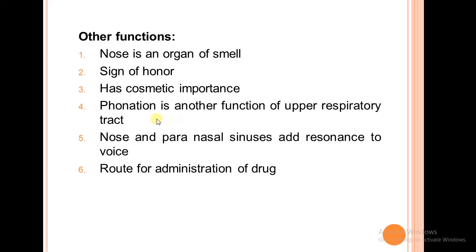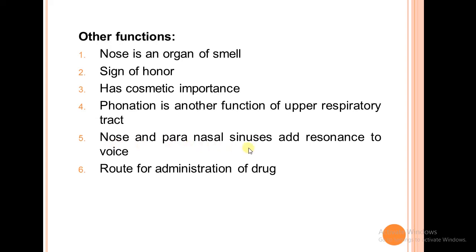As I have told you in the previous slides, the vocal cords are there in the upper respiratory tract, are the part of the larynx which vibrate to produce sound. Production of sound is called phonation, and conversion of the sound into meaningful words is called articulation. Articulation is a meaningful speech, conversion of sound into words. Phonation is just production of sound.